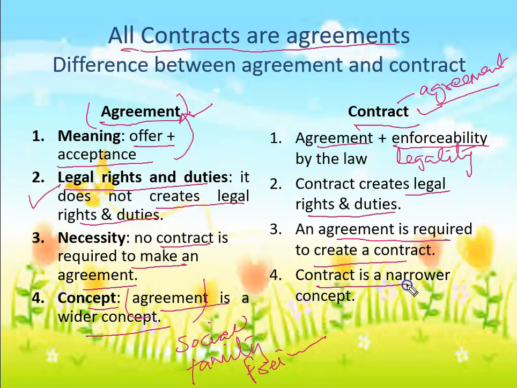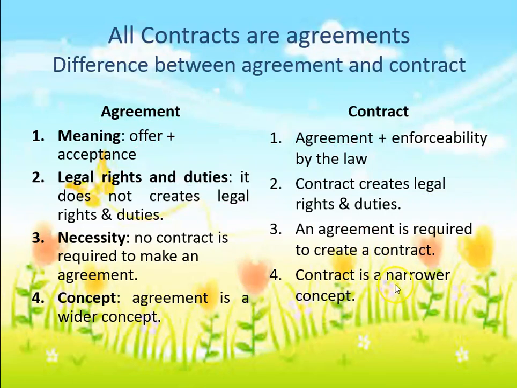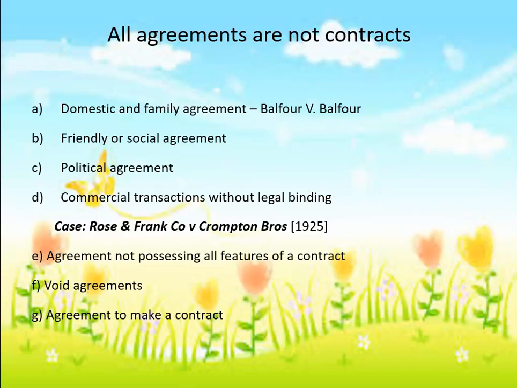Why is contract not that wide a concept? Because only those agreements which are enforceable can fall into the category of contract. So therefore we can say that contract is a narrower concept. This is the first part of this topic, wherein we have seen all contracts are agreements. In the second part of this topic, we will try to understand how all agreements are not contracts.